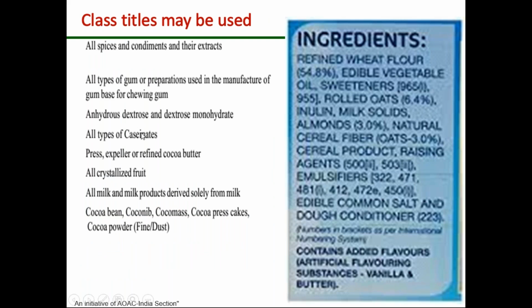You see, if you are using caseinate, you put it as casein. If you are using any edible gum, you put gum. If you are using milk or milk products derived solely from milk, you need not separate out each one. You can write it as milk products, as seen in this label on the right hand side. You see, as a part of the ingredients, we have milk solids written.